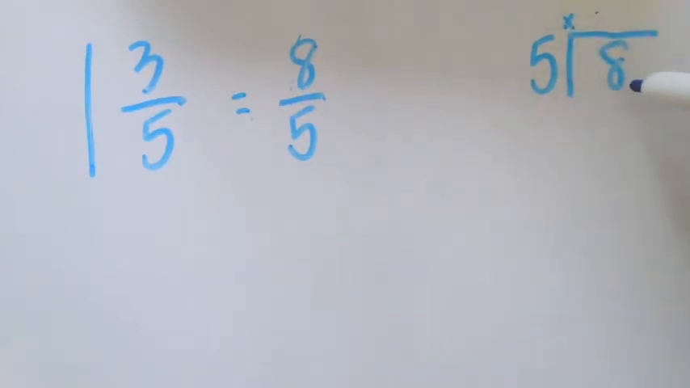Number 5 goes into 8 how many times? 1 time. 5 times 1 is 5. We subtract, we get 3. Nothing to bring down. Guess what? It's a remainder of 3.